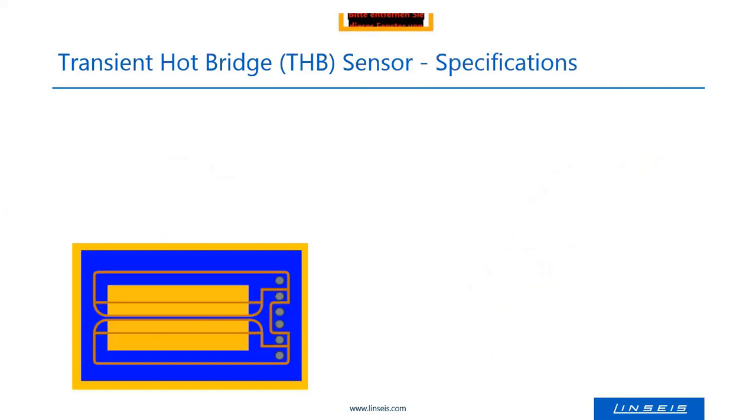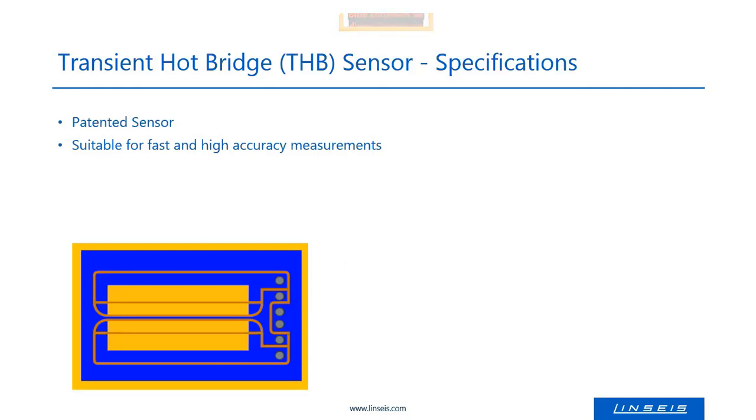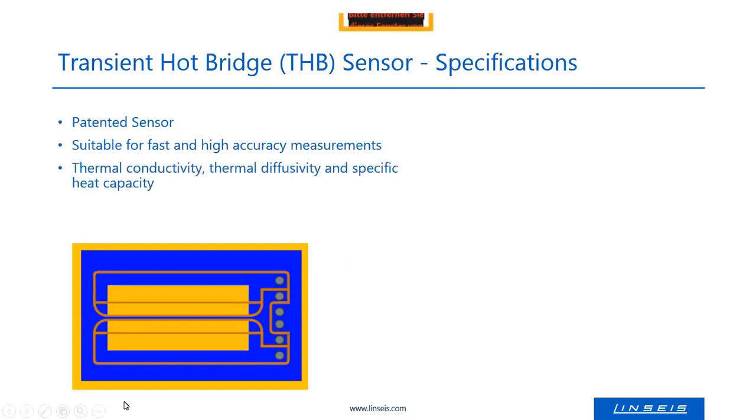Specifications of the THB sensors. It's a patented sensor, suitable for fast and high accuracy measurements. We will see later that the measurements need only a couple of seconds, and the accuracy is very high. Thermal conductivity, diffusivity, and the specific heat can be measured.